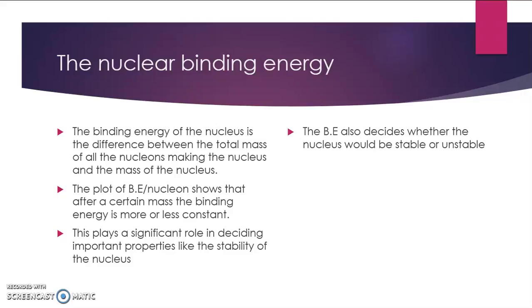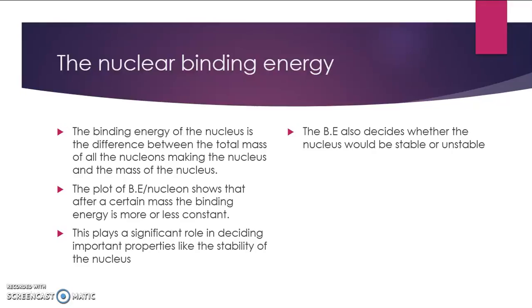That means after a mass of around 20 to 25, we see that the binding energy takes a more or less constant value. This constancy of the binding energy plays a decisive role in deciding important properties of the nucleus, like the stability of the nucleus. If we look into a nuclear chart, we would see that not all nuclei lying within the nuclear chart are stable. This criterion of stability essentially depends upon the binding energy, which tells us which nucleus under what condition would be stable or unstable.